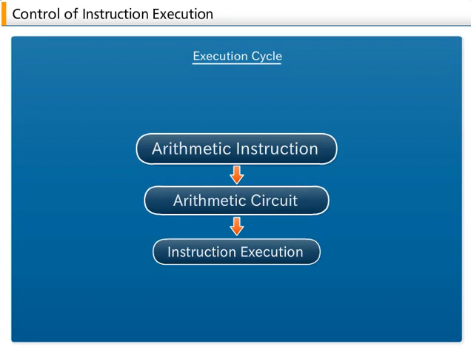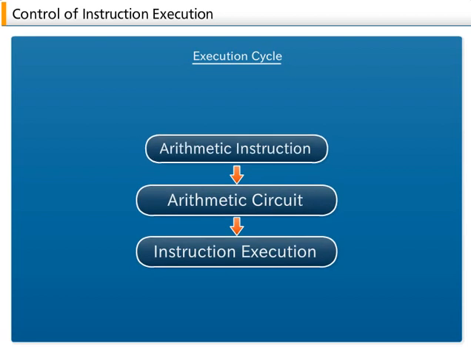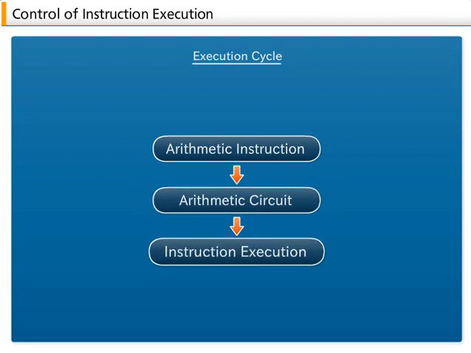If the instruction is an arithmetic operation, the instruction is executed by the operational circuit in the arithmetic logical unit, ALU. Depending on the types of instructions, there are several addressing methods to calculate the effective address. The details will be explained later in the addressing method.